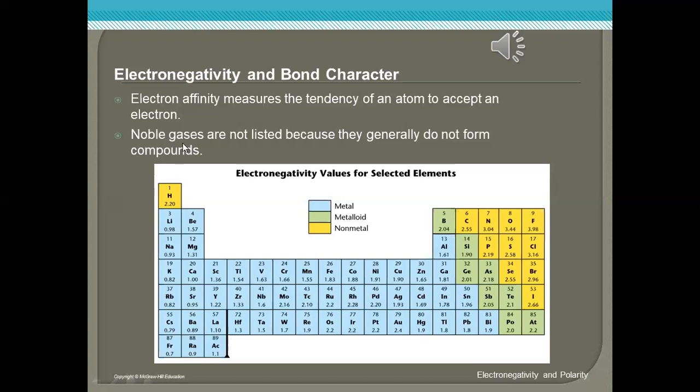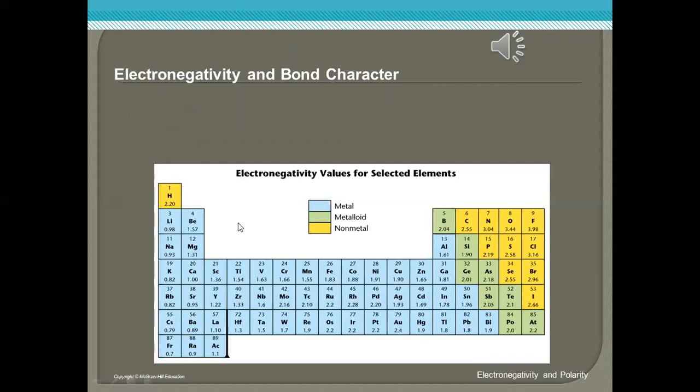Why are noble gases not listed? Because they generally don't form compounds. Why? Who can answer me? Why don't noble gases form any compound? Can you tell me, Ibrahim or Hamoud or Mazen? Mazen, are you here? Answer me, Mazen, please. Why don't noble gases enter into a chemical reaction to form compounds?